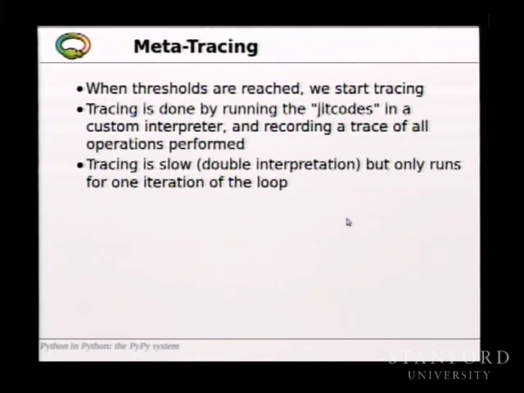So you enter a tracing mode. What are you going to trace? You are going to trace the interpreter interpreting the program. That's why you need the JIT codes. You take the JIT codes, that is the representation of your interpreter, and interpret these. So you are interpreting the interpreter interpreting your language P, right?